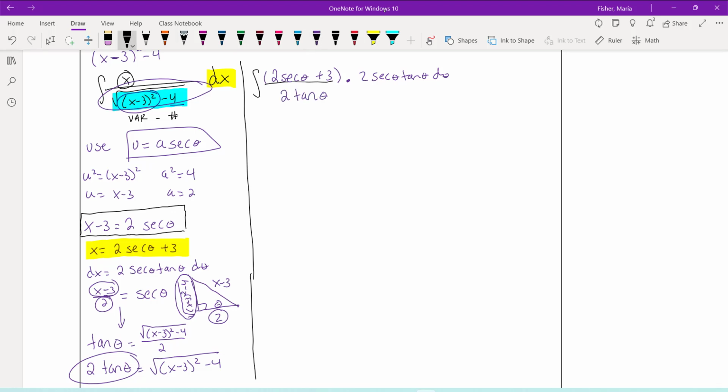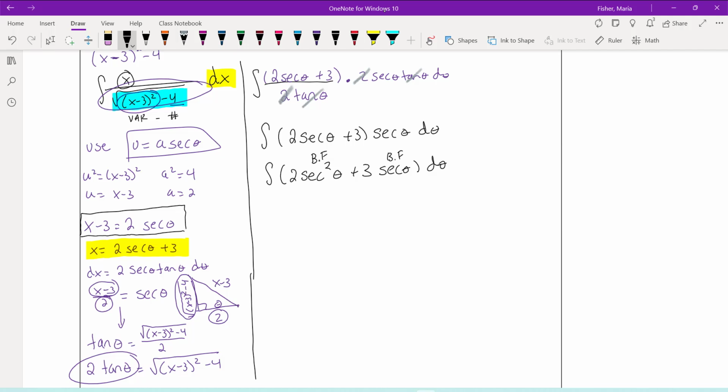Now let's reduce. Well, what reduces? I can reduce a 2 and a tangent. Therefore, all I'm left with is the indefinite integral of 2 secant of theta plus 3 times secant of theta d theta. Well, how do I handle this? Well, first I need to distribute that secant of theta. That would give me 2 secant squared theta plus 3 secant of theta d theta. Now I'm in basic form because I can integrate secant squared and I can integrate secant of theta.